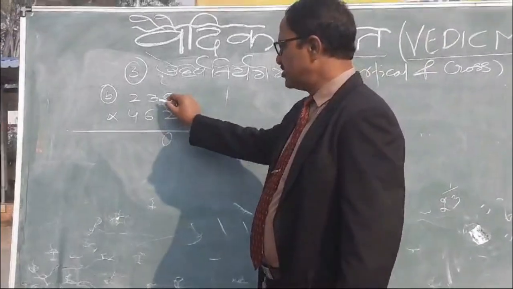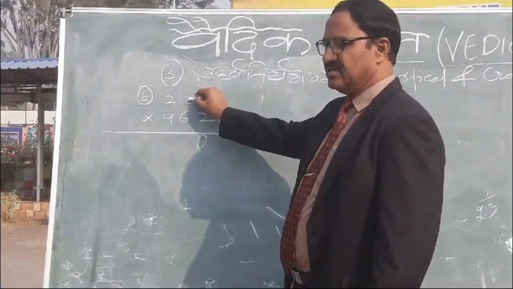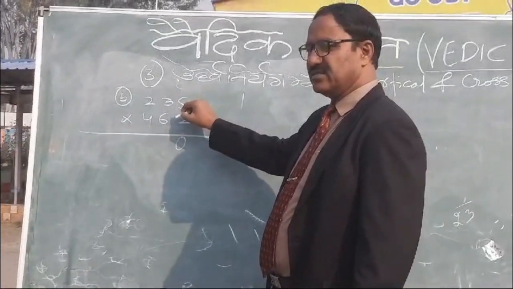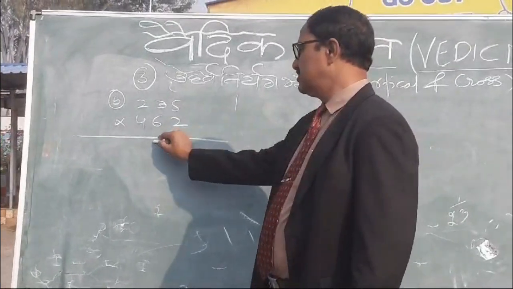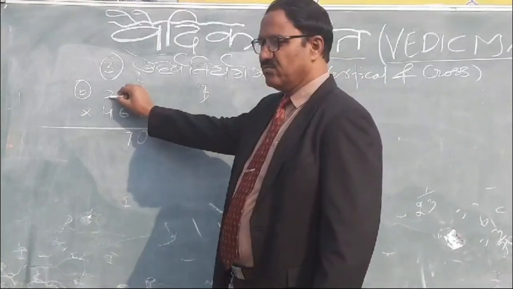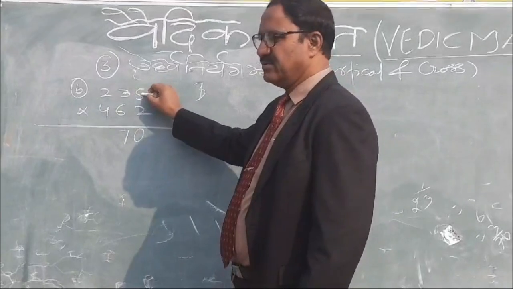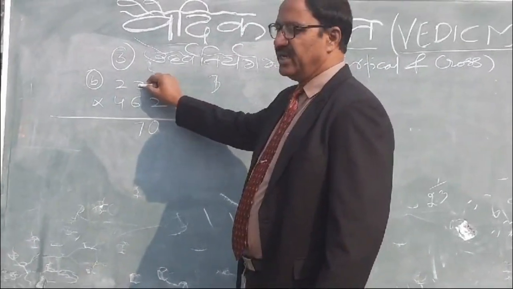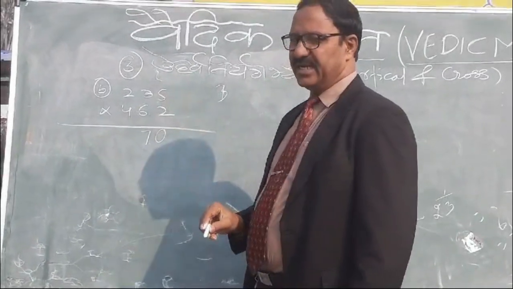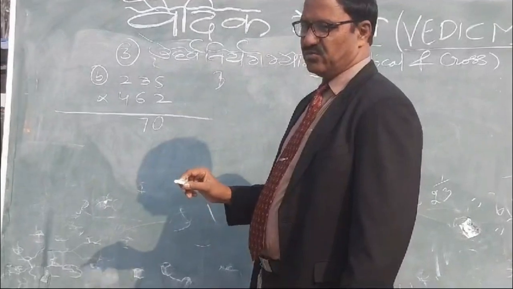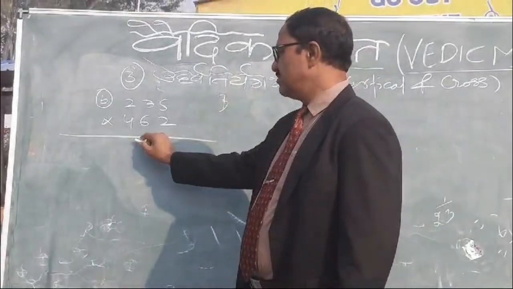Then multiply this to this. 2 into 3, 6. And 6 into 5, 30. 30 plus 6, 36. And 1, 37. Carry 3. 2 into 2, 4. 4 into 5, 20. And 4, 24. And 6 into 3, 18. 24 plus 18, 42. 42 and 3, 45.